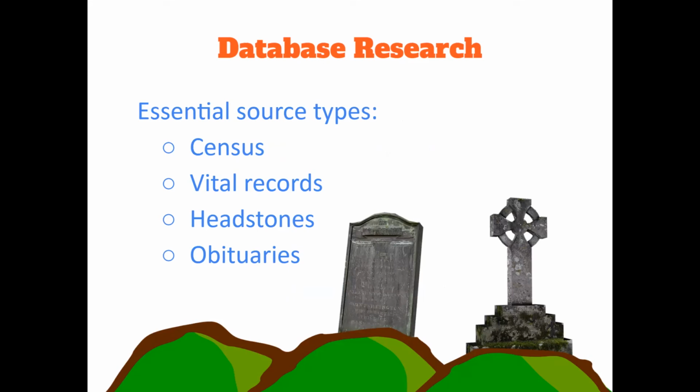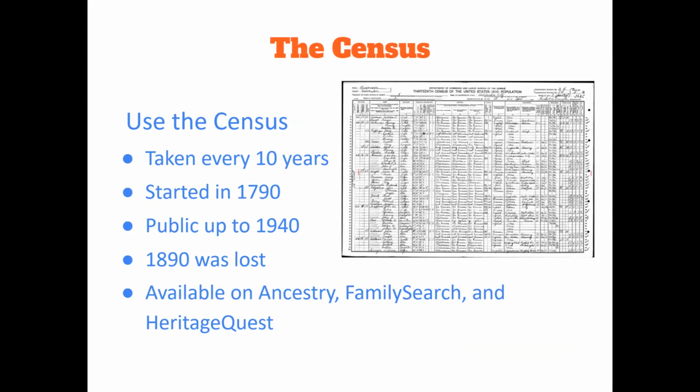Census records were taken by the government. They were taken every 10 years. They started in 1790, and they are publicly available right now up until 1940. The 1950 census will be available in a few months. The 1890 census is the only one that is missing completely. It was lost, although some of the early ones are missing in certain states.